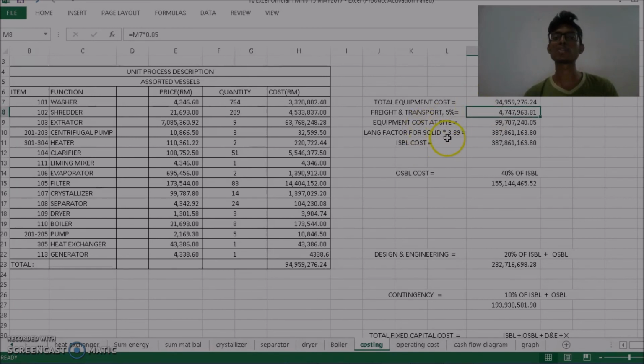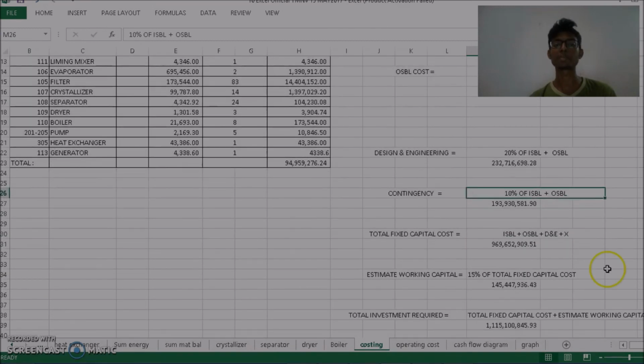Lang factor for solid is a times of 3.89, which is actually the ISBL cost. OSBL cost is 40% of the ISBL cost. Design and engineering is 20% of ISBL plus the OSBL. Contingency is 10% of ISBL plus the OSBL. Total fixed capital cost is the ISBL plus the OSBL plus the D and E, which is design and engineering, and also contingency.